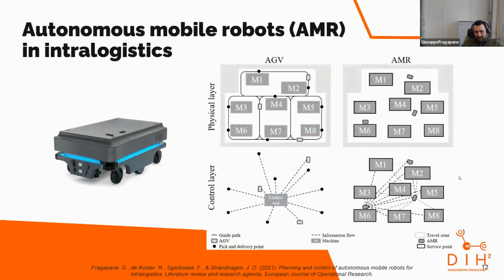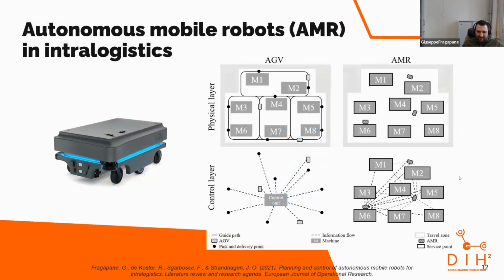Before, with the older generation, what you would maybe go in between is the AGV, the automated guided vehicle, which you can see here on the left side. And there you had to predefine the guide path, and also the pick and delivery station.